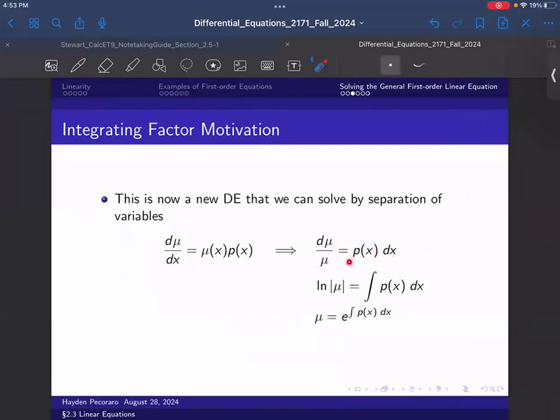And now I take antiderivatives on both sides. Here I get log absolute value of mu. Here I get the antiderivative of p, because I don't know what p is, but I can still write this formula down. And then I go ahead and take the base e for both sides. And I drop the absolute value because I know the constant's just going to cancel out. That's how we get our integrating factor formula.